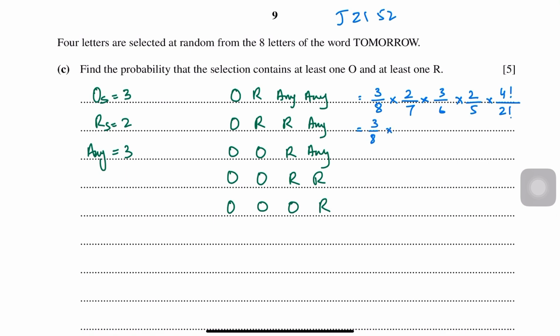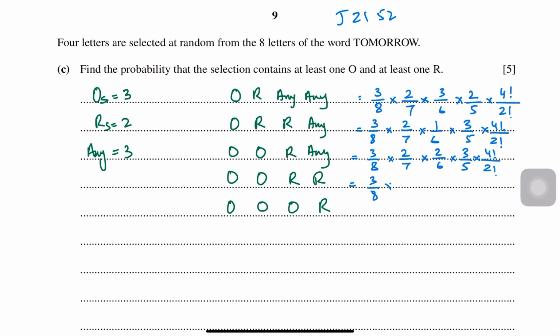3 over 8, 2 over 7, 1 over 6, and then 3 over 5 into 4 factorial divided by 2 factorial for the 2 R's. 3 over 8, 2 over 7, 2 over 6 for the R, and 3 over 5 for any other. Again 4 factorial, divided by 2 factorial for the 2 O's.